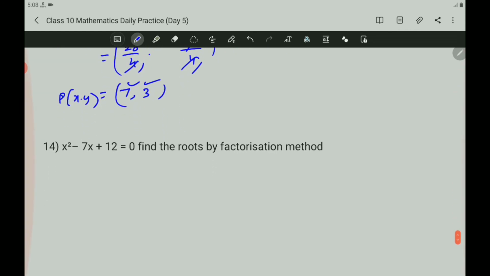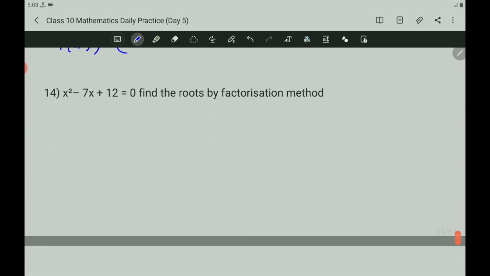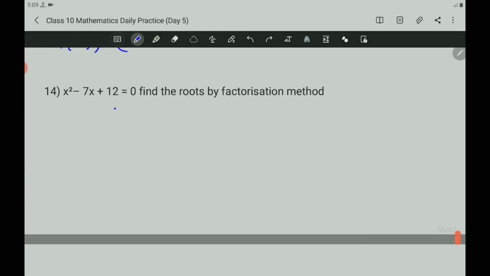Next let us take the 14th question. x square minus 7x plus 12 equals 0. Find the roots of this x square minus 7x plus 12 equals 0 by the factorization method. So you take that x square minus 7x plus 12 equals 0.